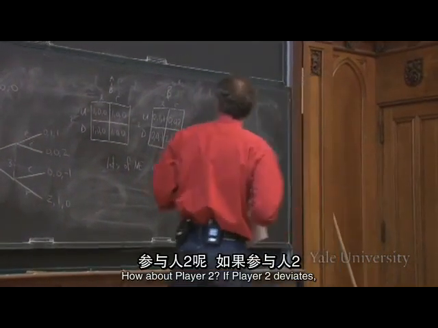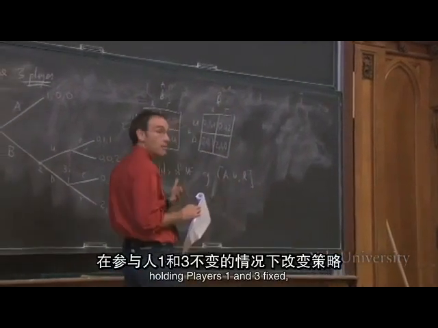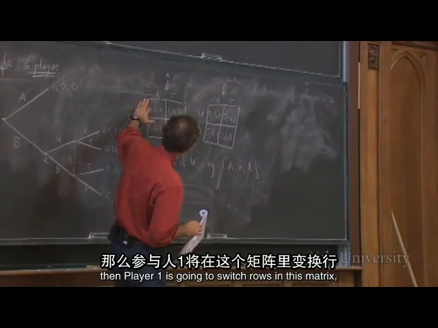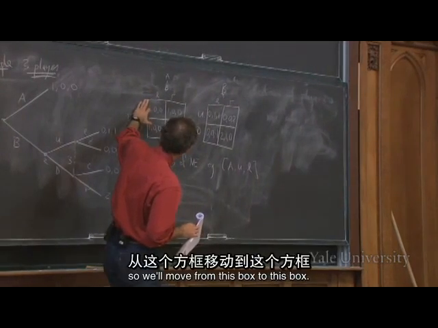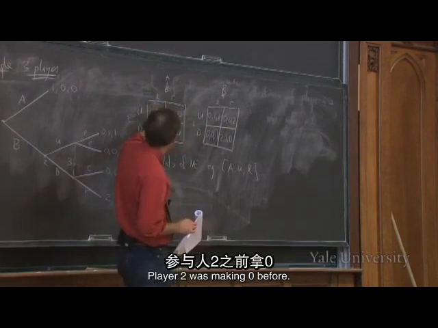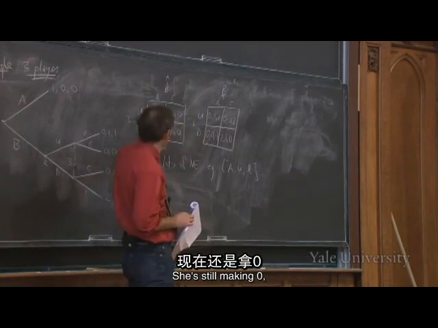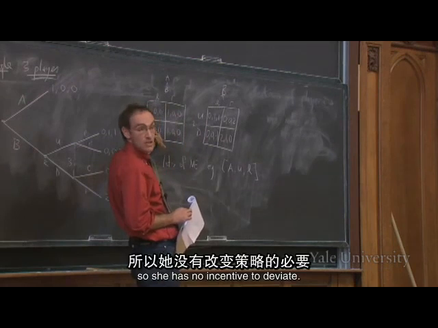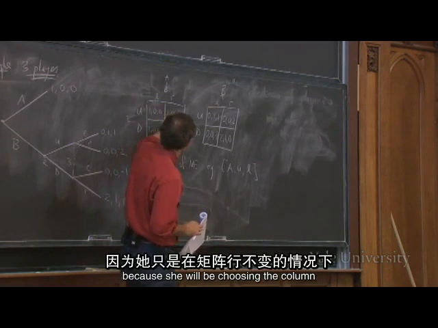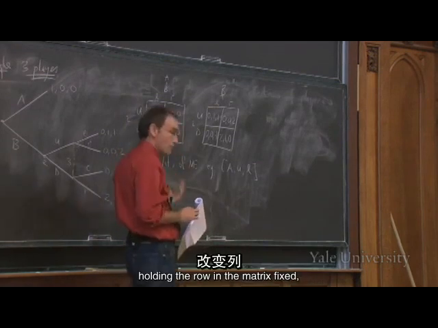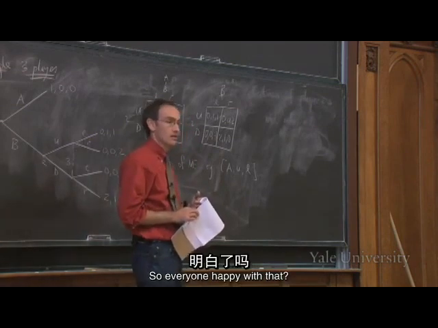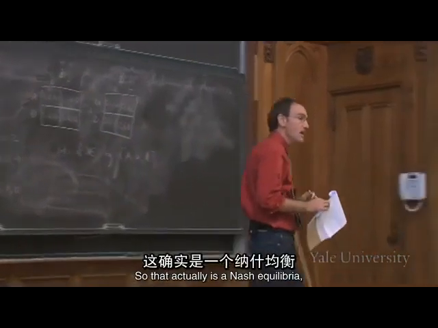How about player 2? If player 2 deviates, holding players 1 and 3 fixed, then she is going to switch rows in this matrix, so we'll move from this box to this box. Player 2 was making 0 before, she's still making 0, so she has no incentive to deviate. And the same argument applies for player 3, because she will be choosing the column, holding the row and the matrix fixed, so once again, she gets 0 in either case. All right, so everyone happy with that? So that actually is a Nash equilibrium.